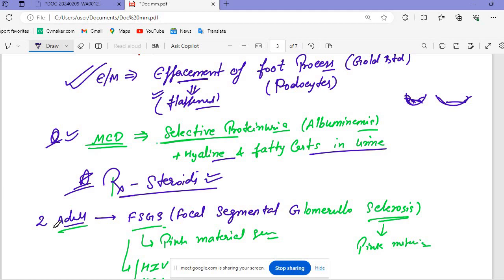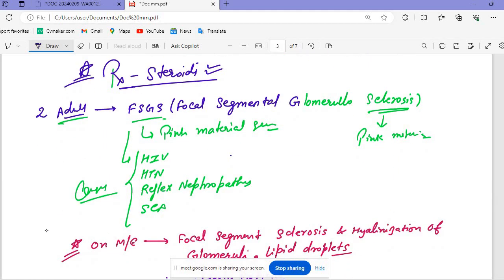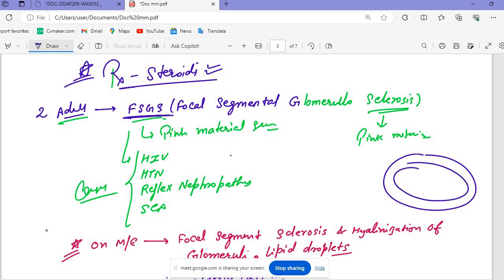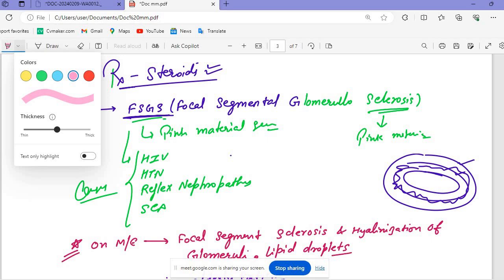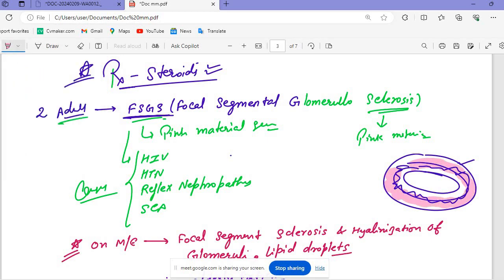In adults, what we will see is FSGS, focal segmental glomerulosclerosis. Sclerosis means a pinkish type of material. If this is my blood vessel, this is my tunica intima, tunica media, and tunica adventitia. We are getting the pinkish material here. That is what sclerosis is, and the causes are HIV, hypertension, reflux nephropathy, and sickle cell anemia.